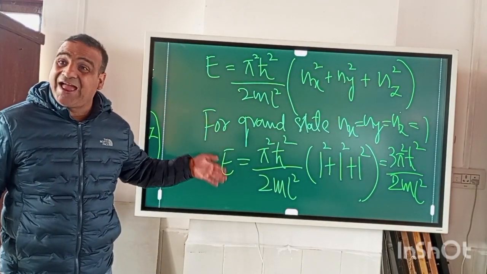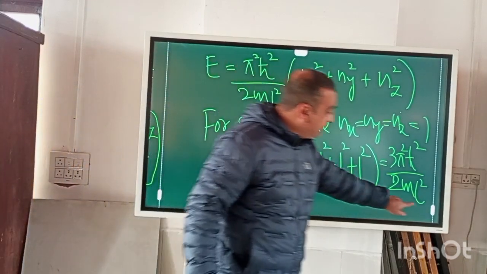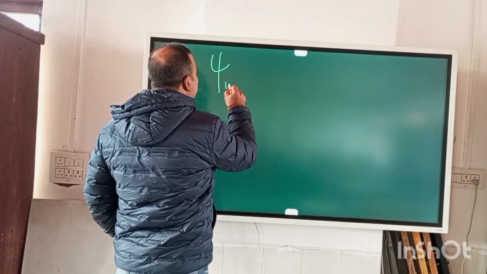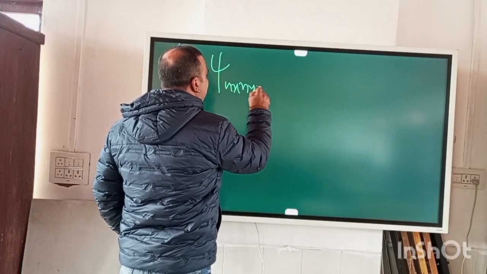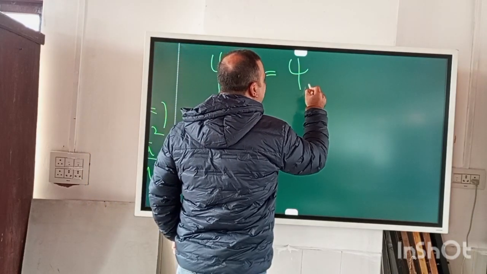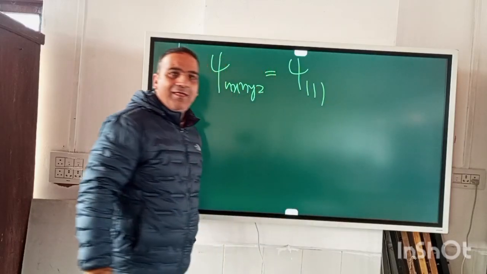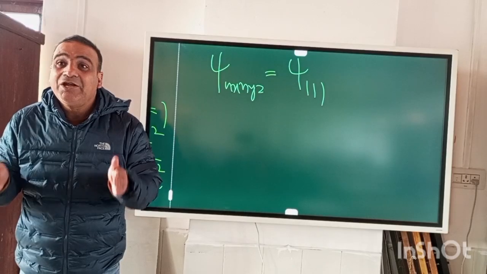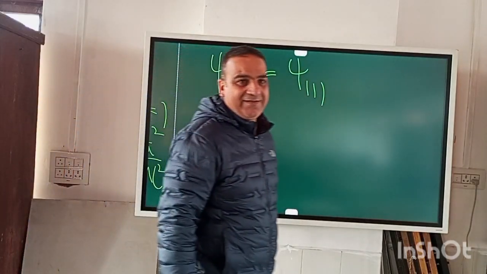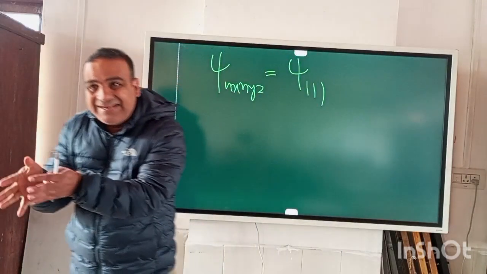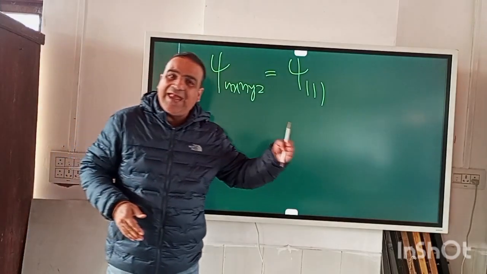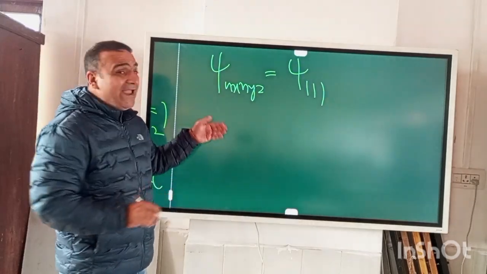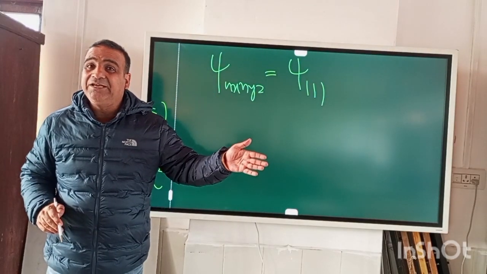If this particle is in the ground state, then what will be its wave function? It will have one wave function, psi 1, 1, 1. So this energy eigenstate is a non-degenerate energy eigenstate, because corresponding to one energy level you have only one energy eigenfunction, only one wave function.